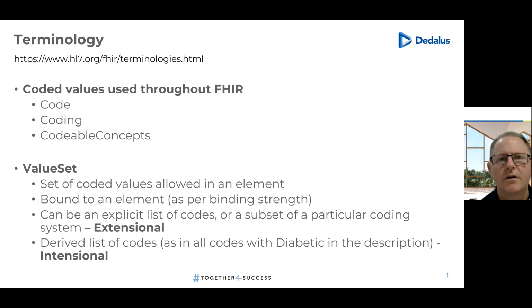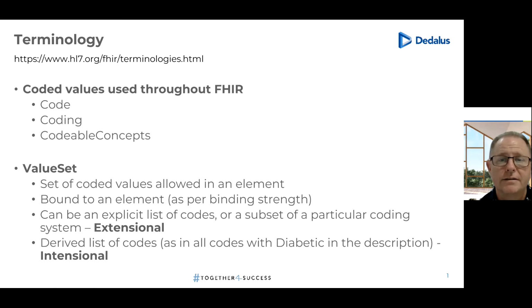An important concept when we consider terminology is the value set, and the value set is a list of codes that are valid for a particular element within FHIR. So it might be a list of allergy codes that we want to capture, and we might say that the value set's being drawn from a coding system called SNOMED CT or SNOMED CT-AU, and we want to bring out all of those that are allergy related codes and make those available and bind that to this particular field within the allergy intolerance resource.